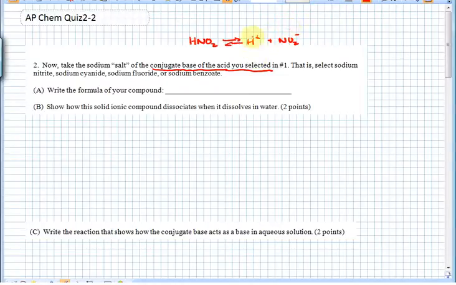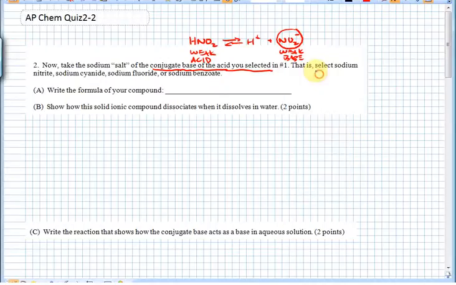Now we're going to turn it around, and instead of looking at things from the acid perspective, we're going to look at things from the base perspective. So nitrite is the conjugate base of nitrous acid. Since nitrous acid is a weak acid, its conjugate base is going to be a weak base. Again, this relationship between weak acids and weak bases is a very important one to keep in mind and to recognize.